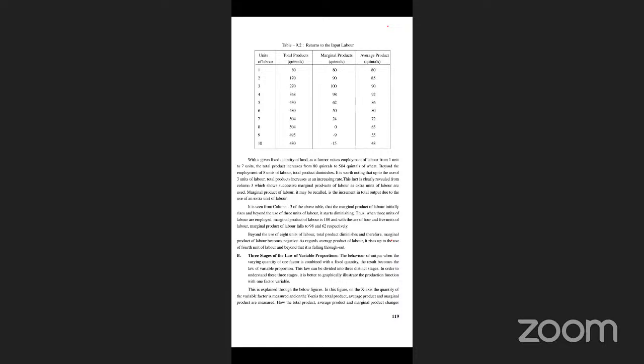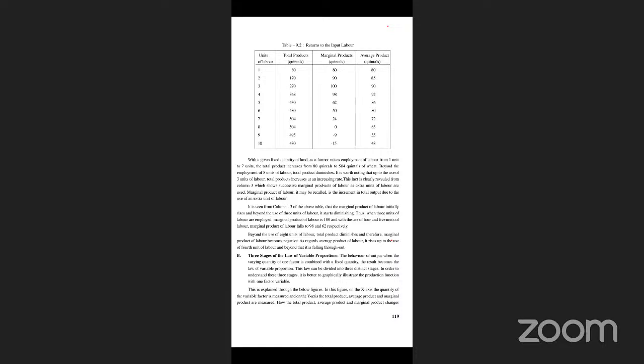Right? So when 3 units of labor are employed, marginal product is 100. And if you see the 4 and 5 units of labor, the marginal product is 98 and 62, which is slightly declining. You can also see here that at 8 units of labor, the total product is declining from the 8th unit. Therefore, we can say that the marginal product of labor is becoming 0. Okay, marginal product is 0.